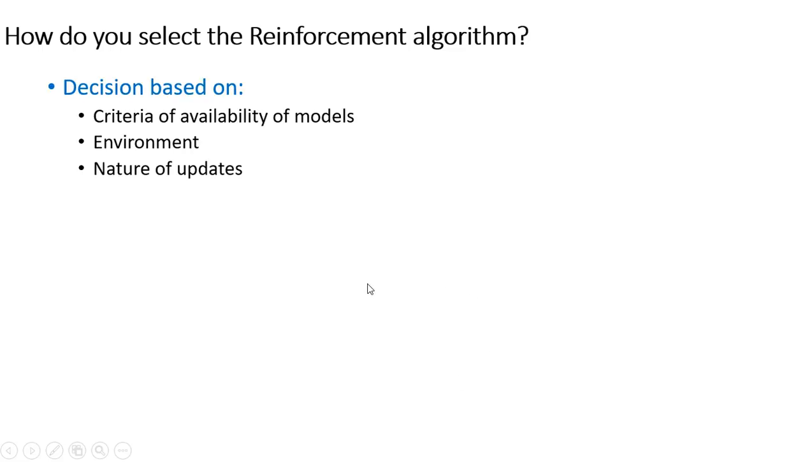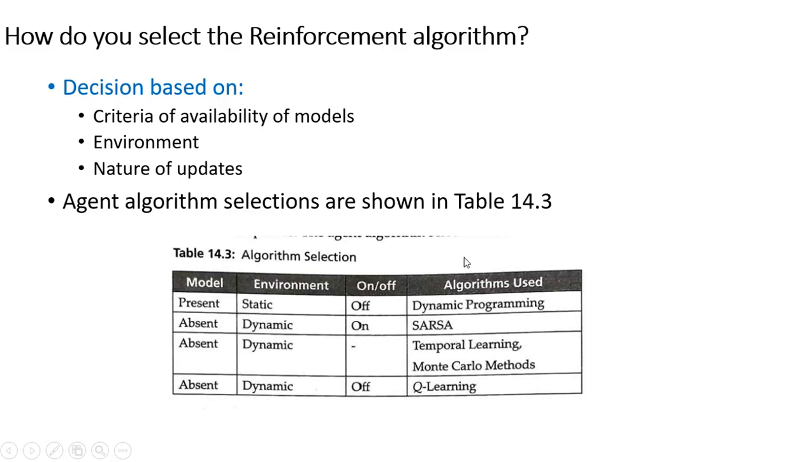So how do you select your reinforcement algorithm? Many algorithms we are learning, and many more are there. You choose your reinforcement algorithm based upon the availability of models, the environment, and the nature of the updates. Let's say I have a model already and my environment is static, then I go for dynamic programming. If I don't have models and the environment is very dynamic, then I go for SARSA algorithms, or temporal difference learning or Monte Carlo methods. If the dynamic environment is not present, then we call it off policy learning, Q learning. So let's learn Q learning and SARSA next.